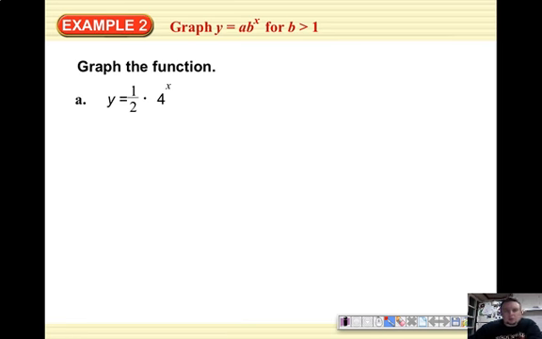Alright, example 2, basically the same thing. It just says graph, so all you're going to do is put that in your calculator: 1/2 times 4 to the power of x. Get your table and make a smooth curve.